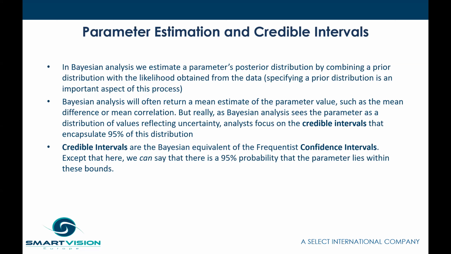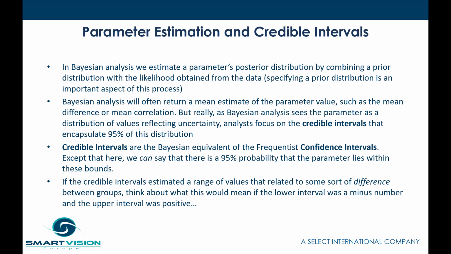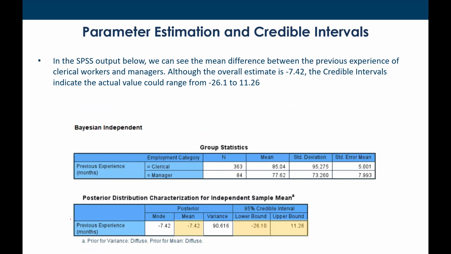Credible intervals are the Bayesian equivalent of the frequentist confidence intervals, except that here we can say that there is a 95% probability that the parameter lies within these bounds, something which we can't say with confidence intervals. Now, if the credible intervals estimated a range of values that related to some sort of difference between two groups, let's say left-handed and right-handed people and their blood pressure, think about what this would mean if the lower interval was a minus number and the upper interval was a positive number, such as in this example.